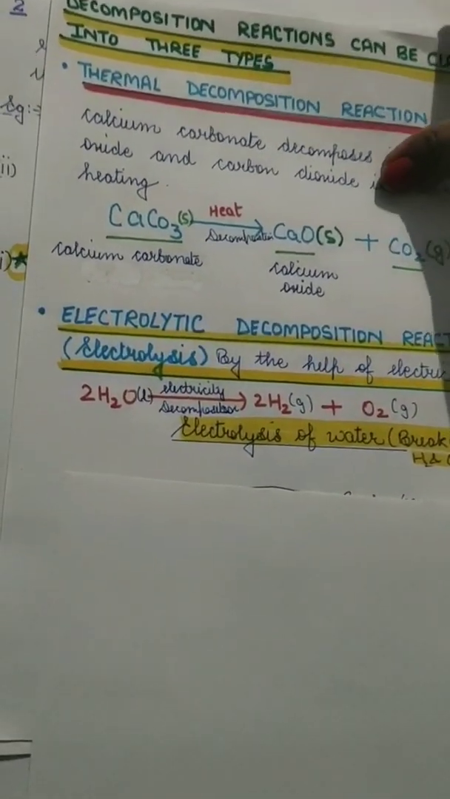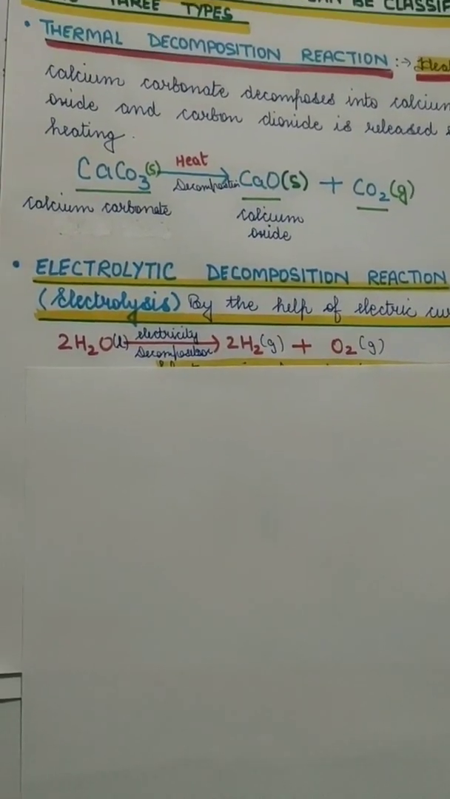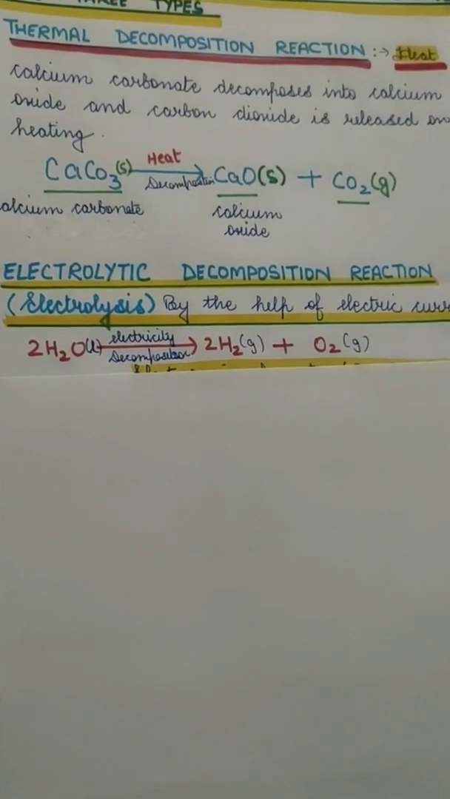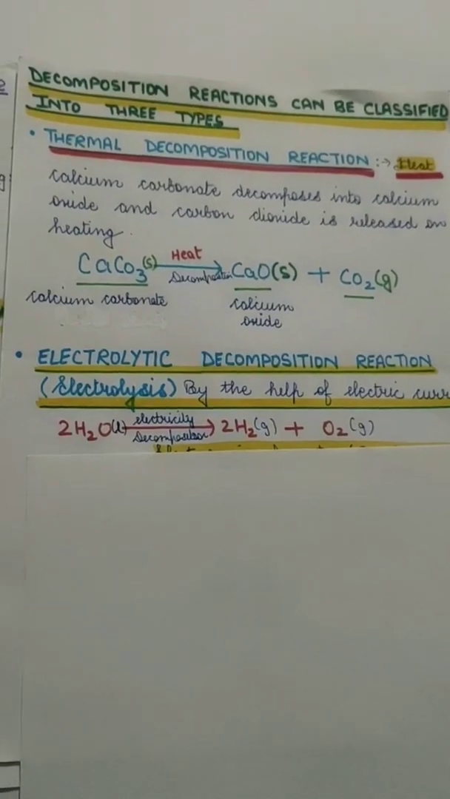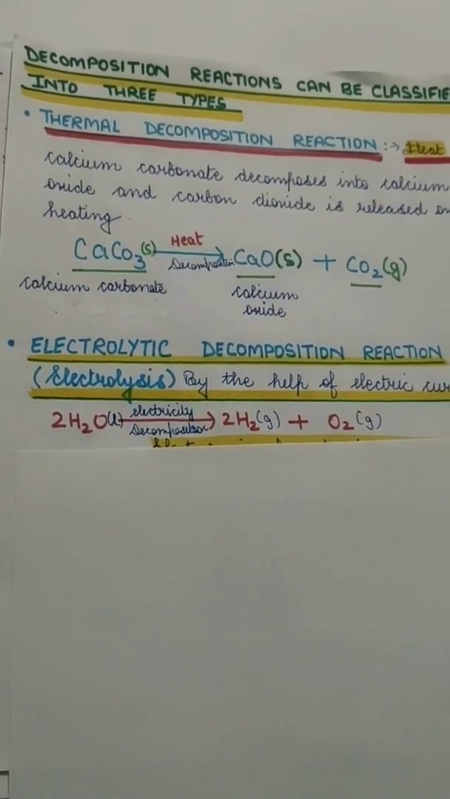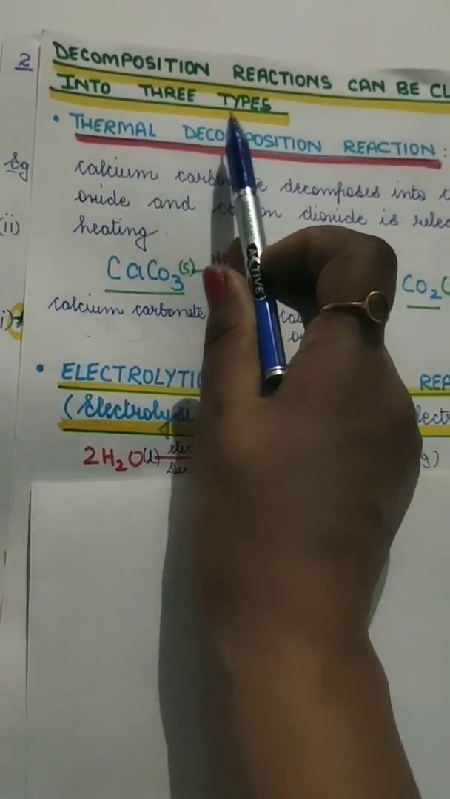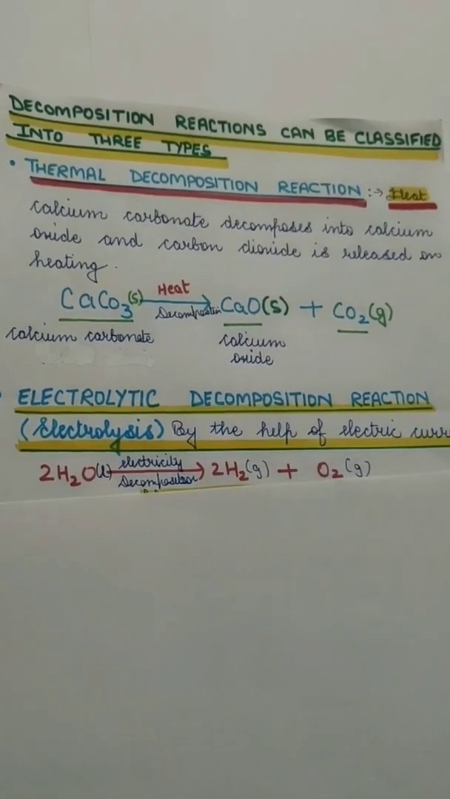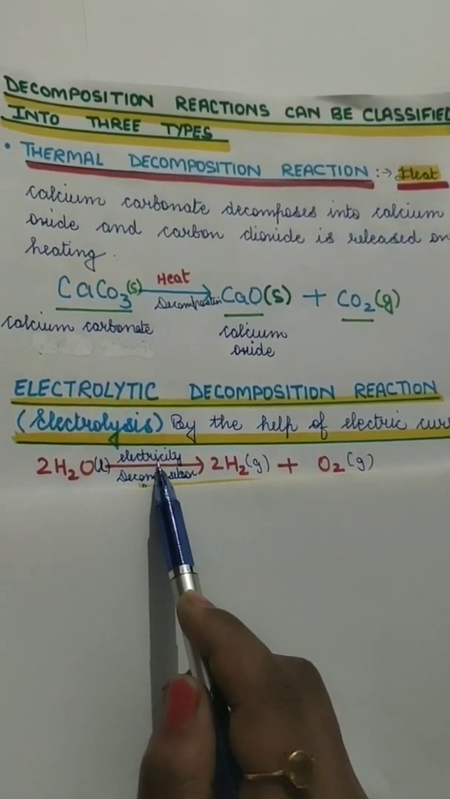So how is it carried out? When the electrolysis of water is done, when electric current is passed through the water, it breaks into its elements, hydrogen and oxygen. This is a type of decomposition reaction, and it is an electrolytic decomposition reaction. I repeat, there are types of decomposition reaction: thermal decomposition, in which we give heat, and electrolytic decomposition, in which we give electric current, and the decomposition is carried out with the help of electric current.